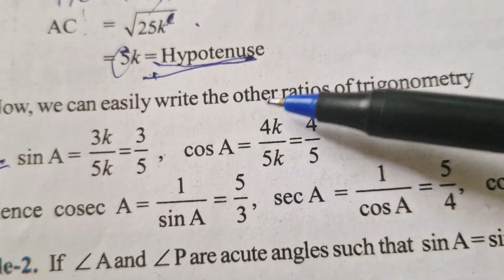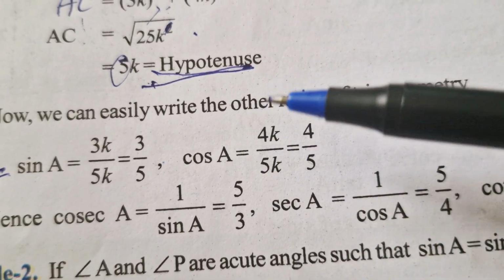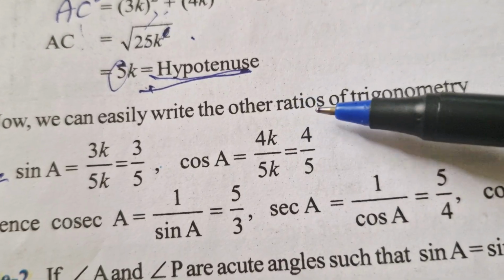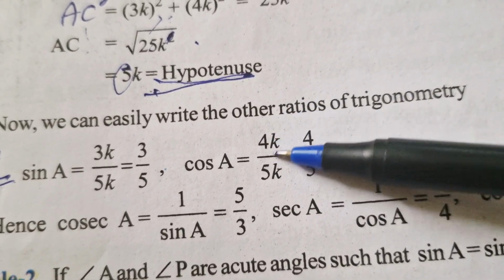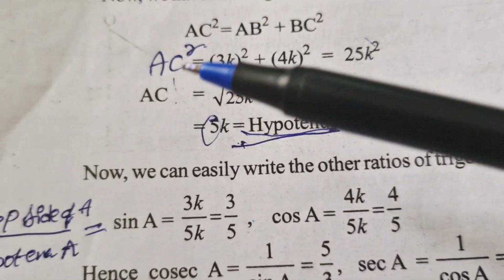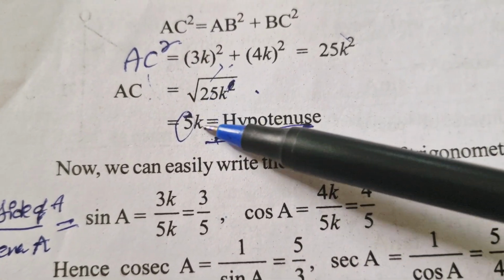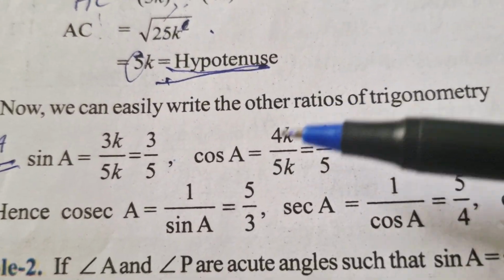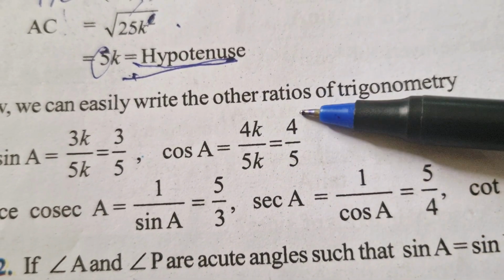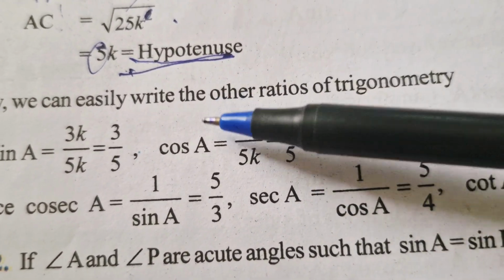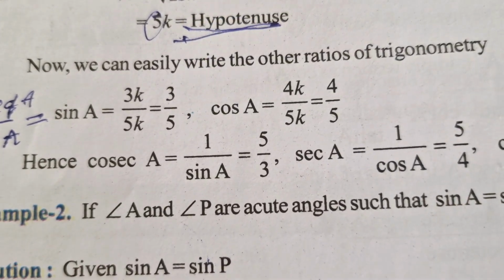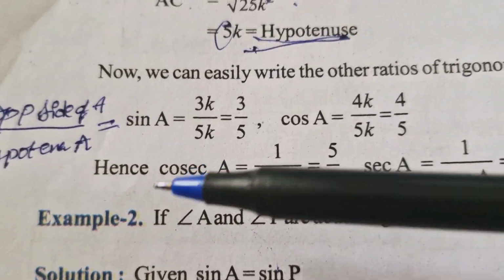Similarly with cos A. What is cos A? Adjacent side by hypotenuse. Here the adjacent side they have given is 4K, and we have also found that the hypotenuse is 5K. So 4K by 5K. The ratio is 4 by 5. So cos A is equal to 4 by 5. Hence the other ratios are these two.